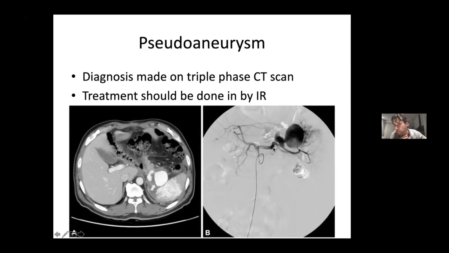You can coil the splenic artery because the spleen gets blood supply from the short gastrics as well. So if this bleeding won't stop otherwise, you might want to coil the entire splenic artery without having to take the spleen.